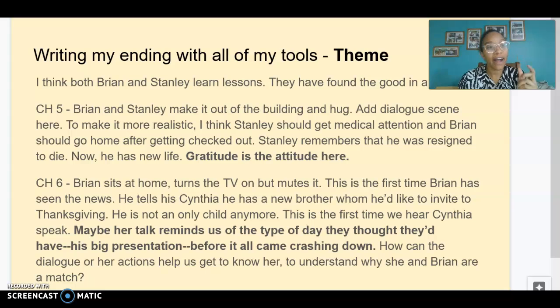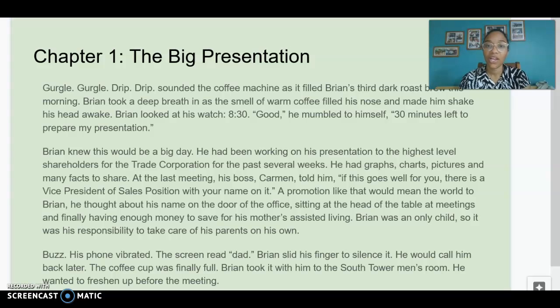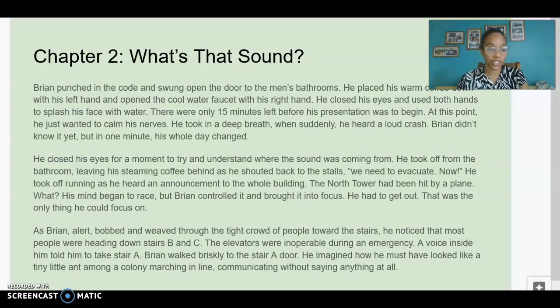So in chapter 5, I'm going to kind of give that with gratitude, helping them give thanks in that moment, showing those first responders coming to their aid, and of course, Brian and Stanley thanking each other. And then in order to show the theme in the last chapter, I'm thinking about maybe Cynthia's talk reminds us of the type of day they thought they would have, about his big presentation of what he thought was important. And we see that contrast with the things that we now know are important because of this big tragic day.